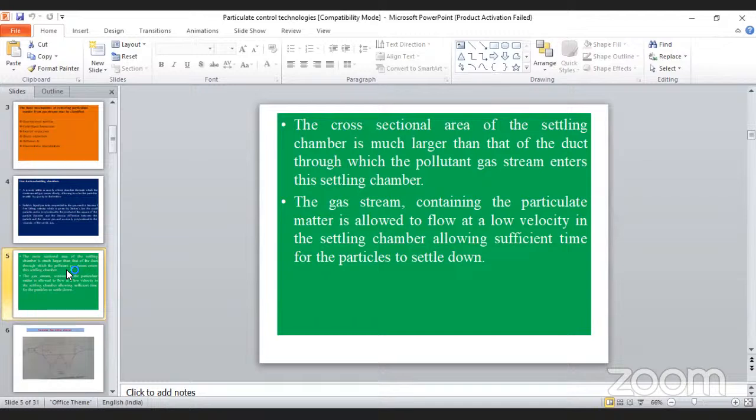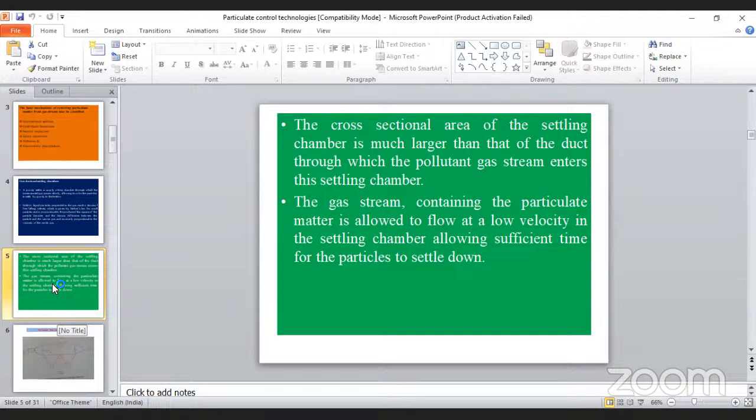The only thing is that we are increasing the volume of the input gas. At the same time, we are reducing the speed of the gas inside the unit, in such a way that it meets the required condition according to Stokes law. Then the particles present in the gas stream will settle down. Here, the cross-sectional area of the settling chamber must be much larger than the inlet duct.